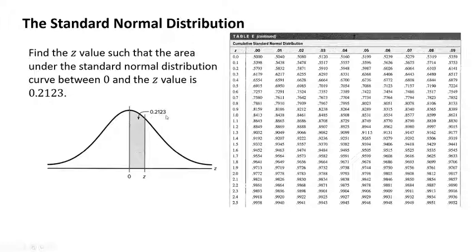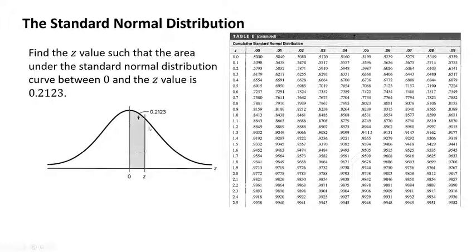The first temptation might be to find the z-value that has 0.2123 somewhere in the table. But remember, these values deal with the total area from this point all the way to the left, and right here we're just seeing this portion that ends at 0. So how much more do we get starting at 0 and going all the way to the left? The answer is 0.5.